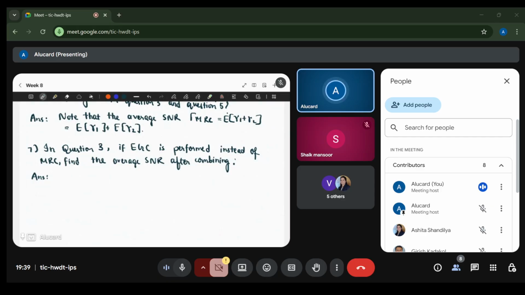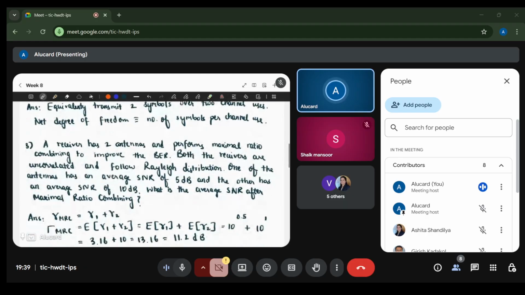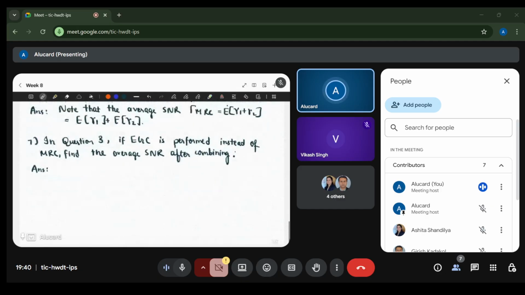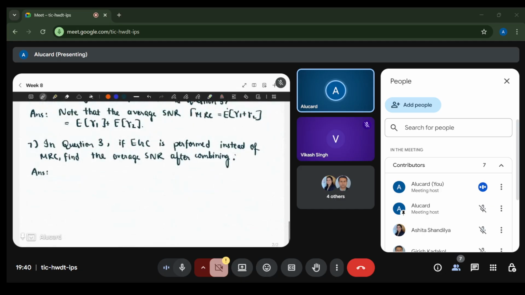So question 3 was the receiver has two antennas and performs maximal ratio combining. Both the receivers are uncorrelated and follow Rayleigh distribution. One of the antennas has an average SNR of 5 dB and the other has an average SNR of 10 dB. What is the average SNR after maximal ratio combining? I think they mean in this question, instead of maximum ratio combining, we do EGC. What is the average SNR?